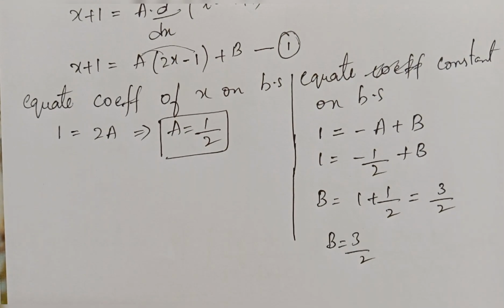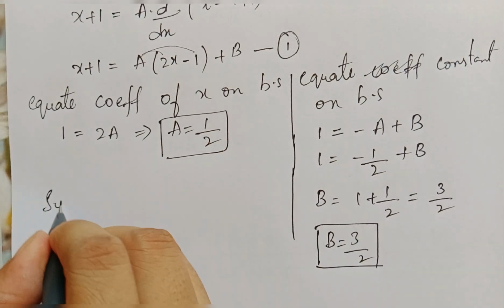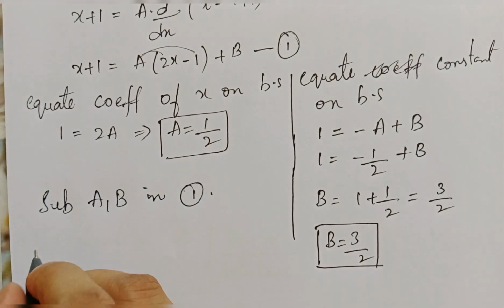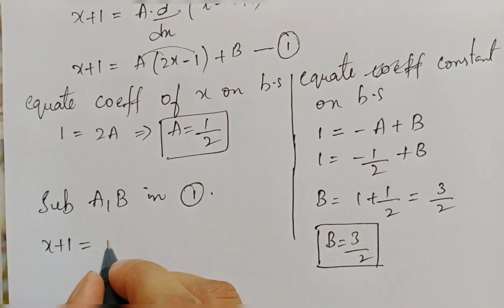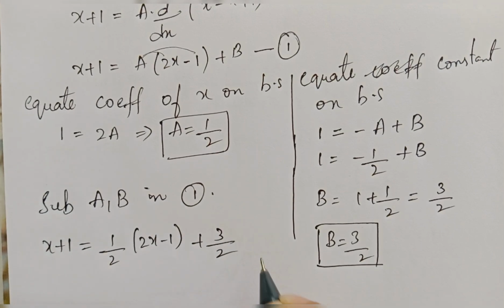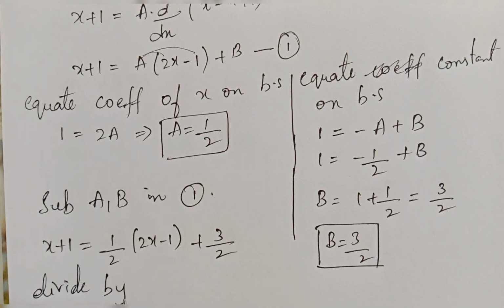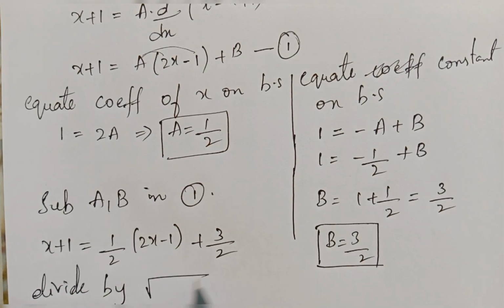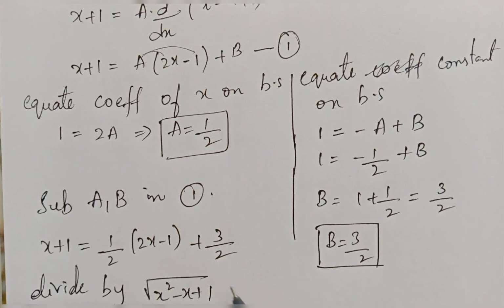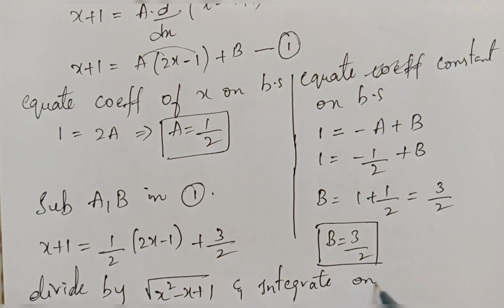Now we should substitute the values of a and b in equation 1. Substitute a, b in 1. So we'll get x plus 1 equals 1 by 2 into 2x minus 1 plus 3 by 2. Now we should divide by our denominator, which is root of x square minus x plus 1. So we should divide by this denominator and integrate on both sides.